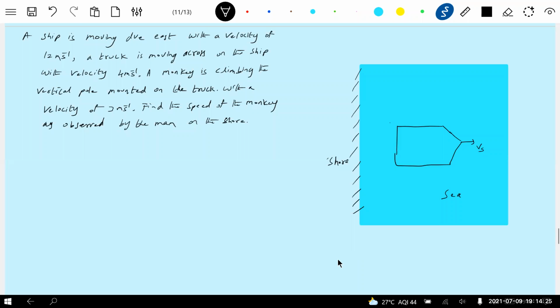Now there is a truck. A truck is moving across on the ship with velocity 4 meter per second. Across means the truck is perpendicular to it. Sorry, you should have said it clearly. Whatever information is given will be more than enough. There's a truck moving like this with a velocity 4 meter per second. Velocity of truck, I'll write it.